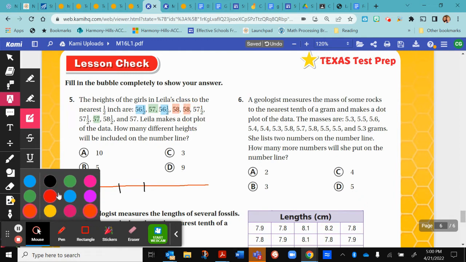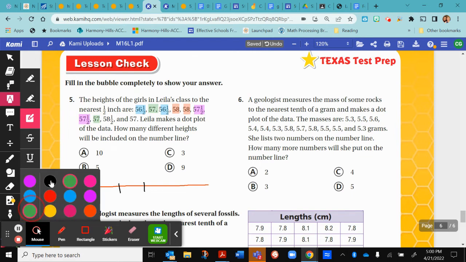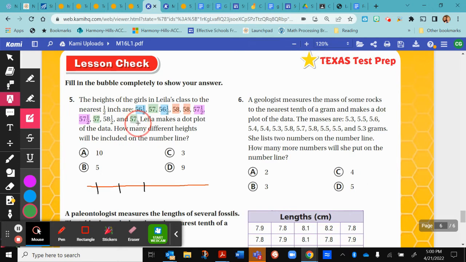Oh, look, the 57.5. So let's go ahead and change that color. That makes it 4. Oh, I see that other 57. We don't want to count that. So far I have 4 different numbers because I have 4 different colors. It's 1, 2, 3, and 1, 2, 3, 4 colors. And then we have a 58.5. So I'm going to change that color over. Let's make it yellow.